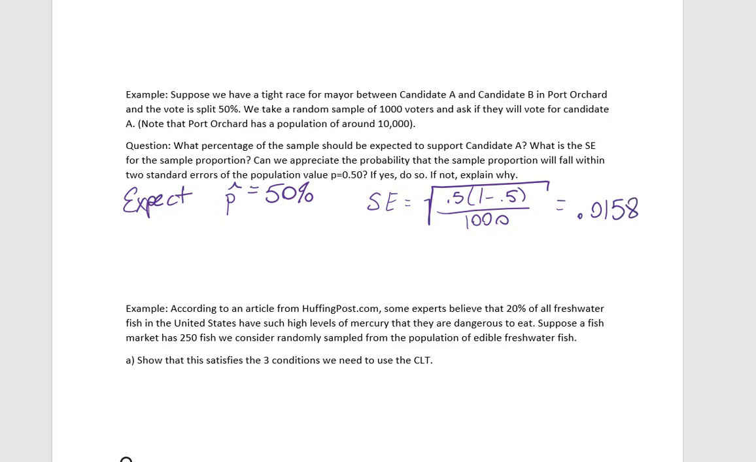So can we, it says appreciate, but it should say approximate, the probability that the sample proportion will fall within 2 standard errors of the value? Yes, we can. That's by the empirical rule. That would be a 95% probability.